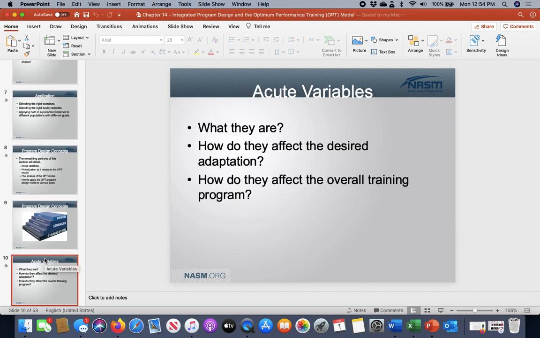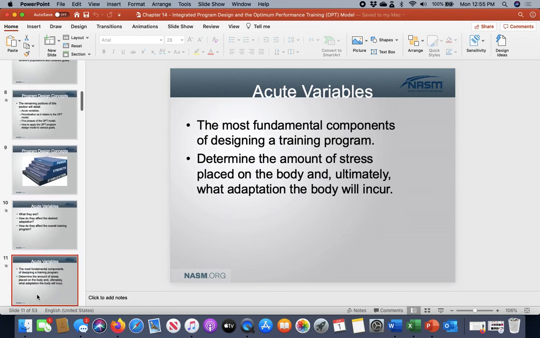All right, so acute variables. What we're going to do is ask, what are they? How do they affect your desired adaptation? If you're using a certain volume and a certain rep and set count, that's going to come into play. How are they going to affect it? Rest period, all of that is going to be taken into account here. And then, how do they affect the overall training program?